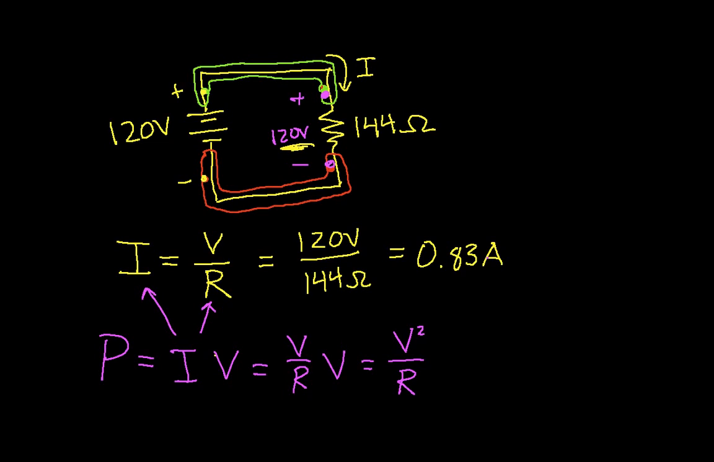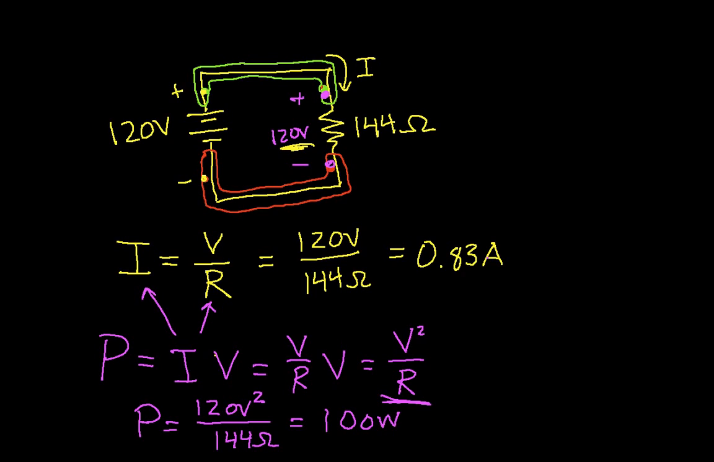Okay, so in this example, my power is equal to 120 volts squared divided by 144 ohms. And when I compute this, this turns out to be 100 watts, which is good. That's what I started with. Now, this expression here gives me power in terms of the voltage across the resistor.